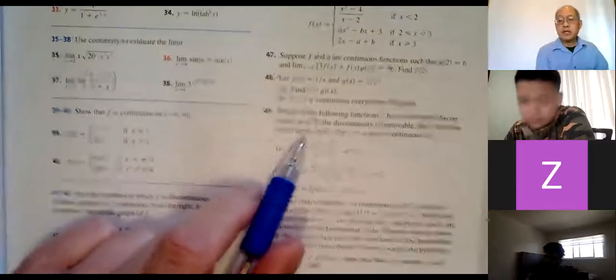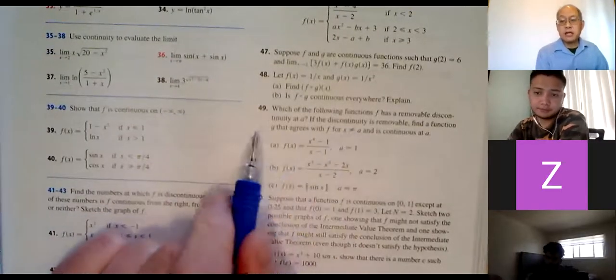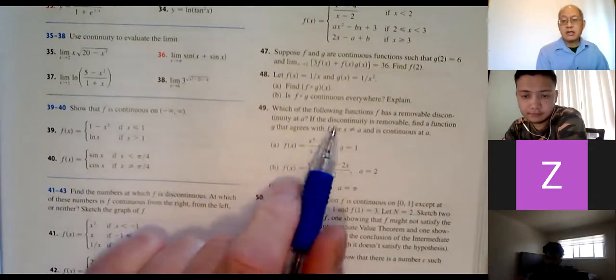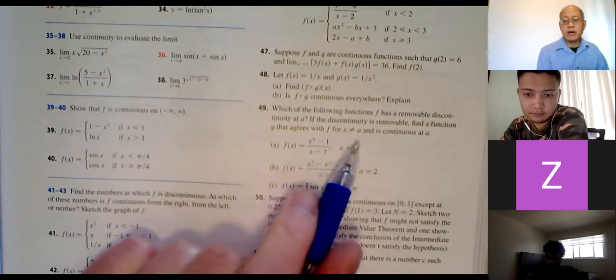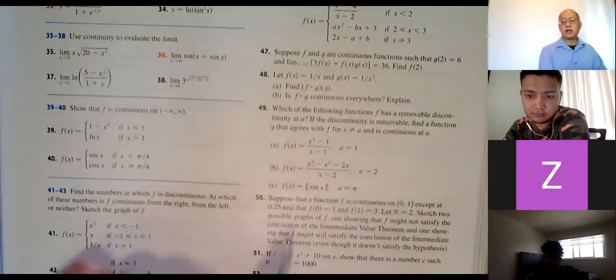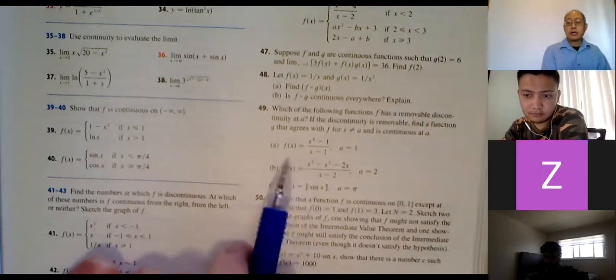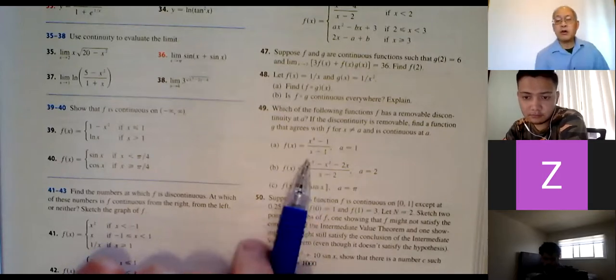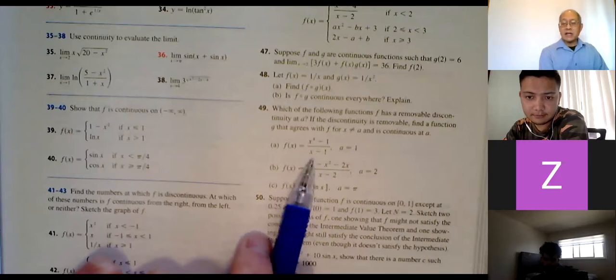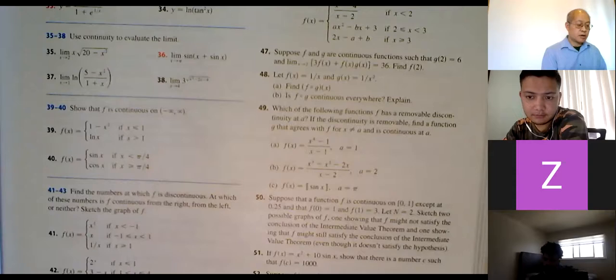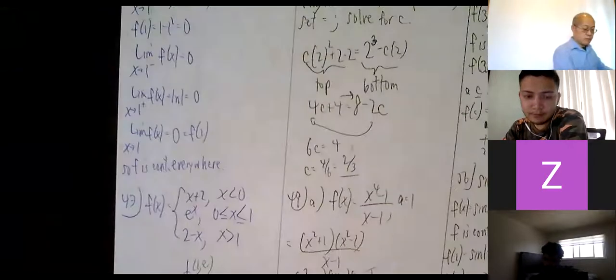Which of the following functions has a removable discontinuity at a? If the discontinuity is removable, find a function g that agrees with f for x not equal to a and is continuous at a. Okay, so how do you do that? f of x equals x to the 4th minus 1 over x minus 1 at a equals 1. So it's not continuous at 1. We know that. Is it a removable discontinuity? That's the question.